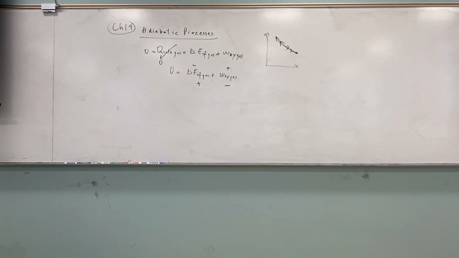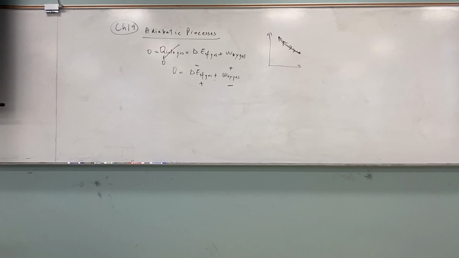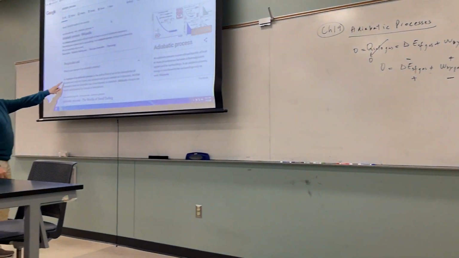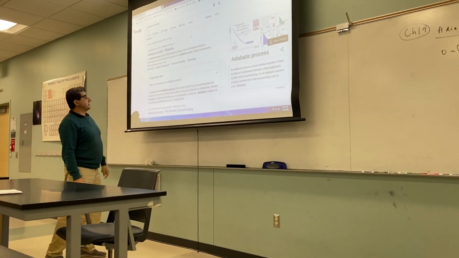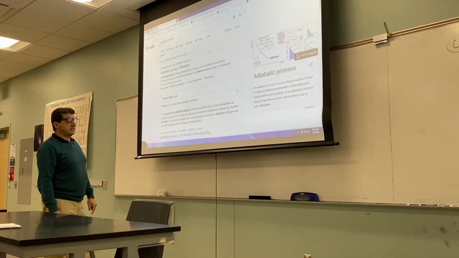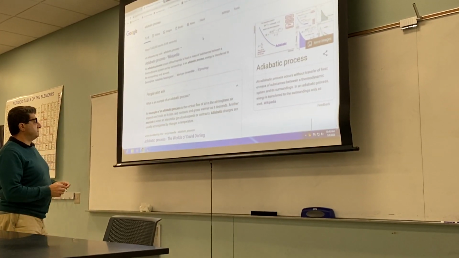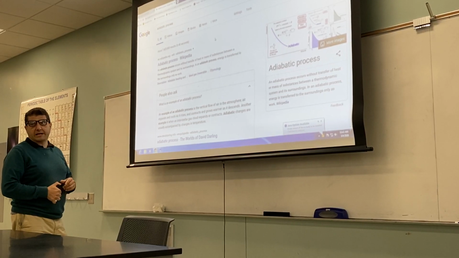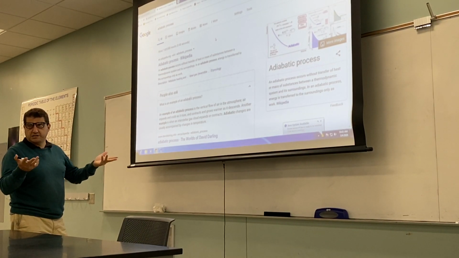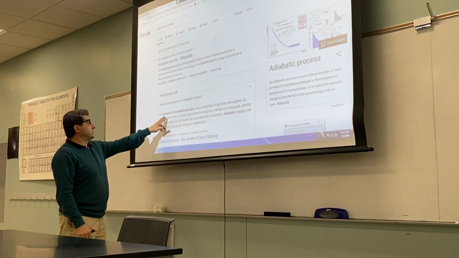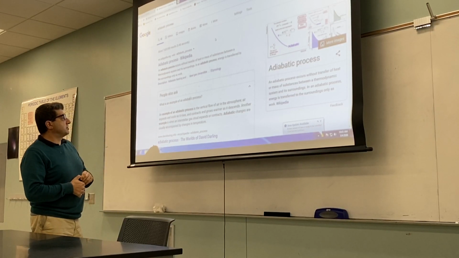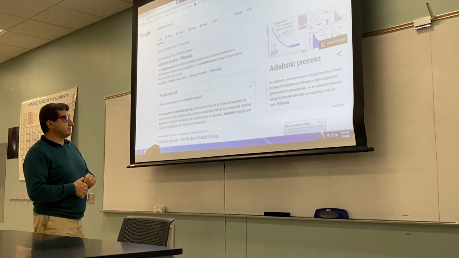So if we look up the adiabatic process, Google it. This is kind of good. What is an example of an adiabatic process? It's kind of nice to see just regular examples of different processes even in nature. An example of an adiabatic process is the vertical flow of air in the atmosphere.